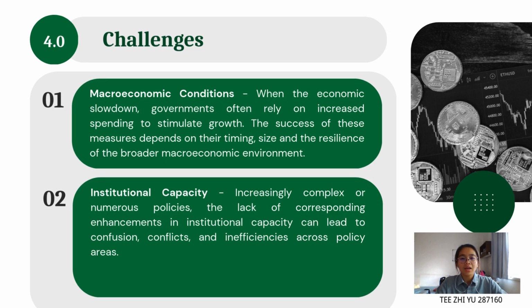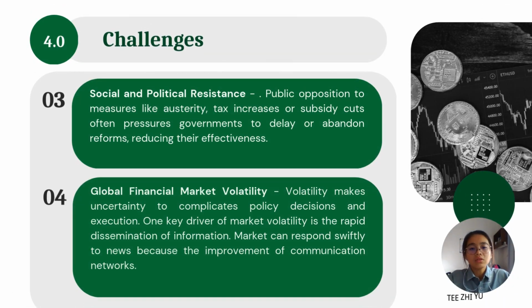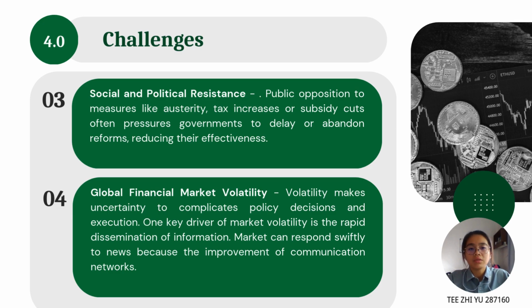Weak governance, a lack of skilled personnel, and inefficient public financial systems often result in poorly executed policy. For example, inadequate governance can lead to unfair resource distribution, worsening inequality. Moreover, when policies become increasingly complex, institutions may struggle to adapt, leading to delays and inefficiency. The third challenge is social and political resistance.